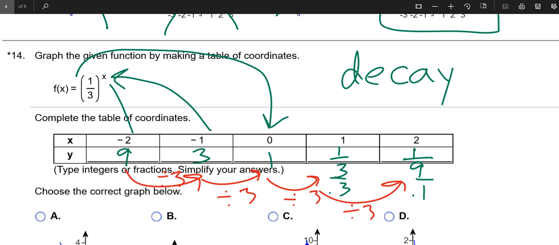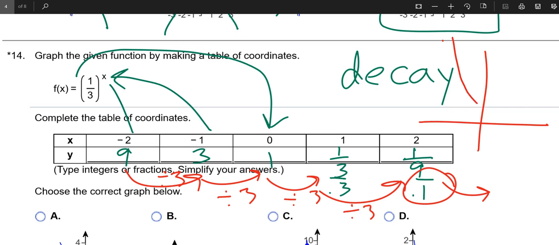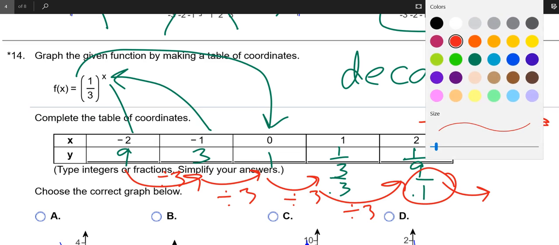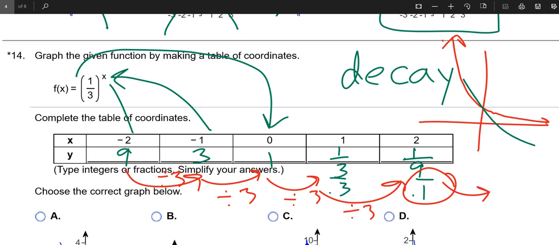Will this number ever get to 0? No, it will not. It'll be a stinking small positive number, but it will not be 0. Which means it will also never be negative. So if you're thinking about the graph, what is this thing never going to do? It's never going to touch the x-axis, which means it's definitely not going to do this.